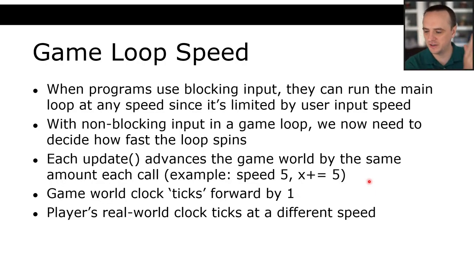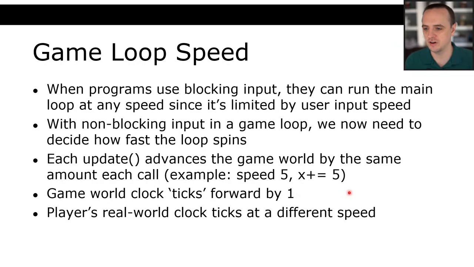Well, we've got our game simulation. So for example, Mega Man or Zelda or whatever has their idea of how fast the game is moving. But the player in the real world, their clock may be ticking at a different speed than that. So for example, we may have some slow motion effects, or maybe the in-game character is much faster than a human would be in real life.